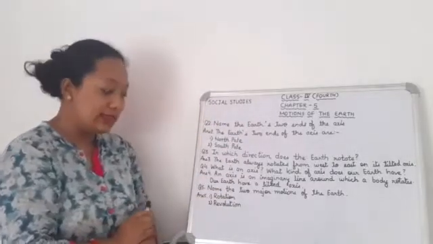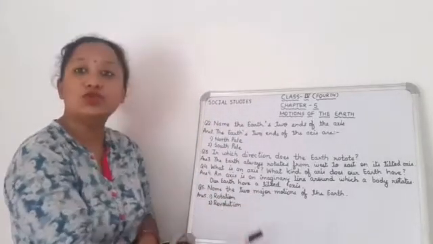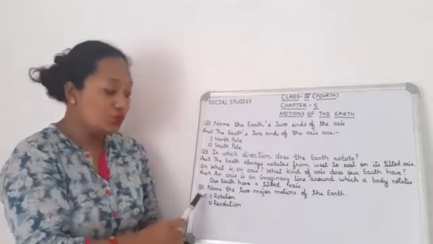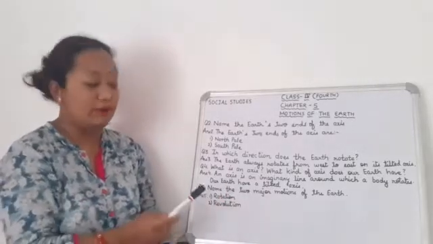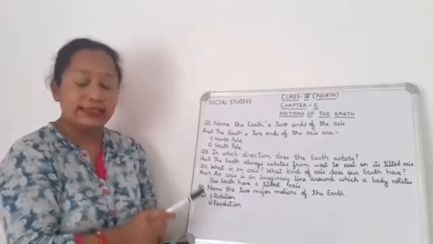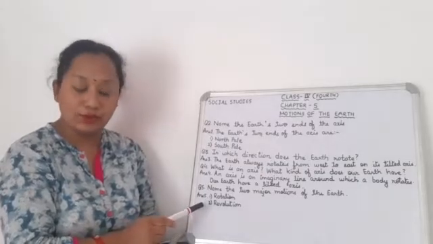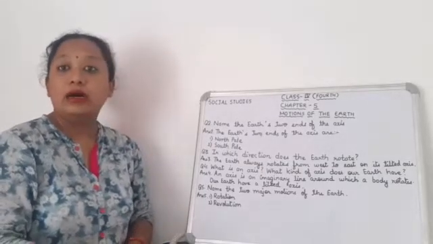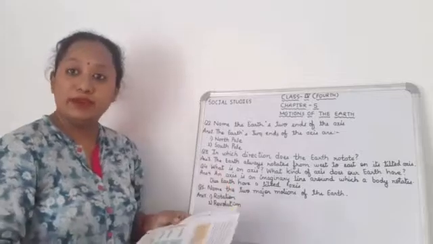Question number 5 is, name the two major motions of the Earth. Now the two major motions of the Earth are, the first one is rotation and the second is revolution. Okay, so this much we read in the previous video.